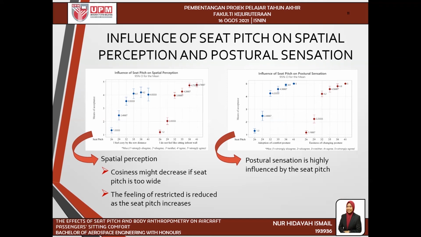Then the graph on the right-hand side is about the influence of seat pitch on postural sensation. The blue graph explains that as the seat pitch increases, it becomes easier for the subjects to adopt a comfortable sitting posture, while the red one, which is the ability to change the sitting posture, also increases with growing seat pitch. Both variables of the postural sensation were highly correlated based on the Pearson correlation analysis, which shows R equals 0.977.